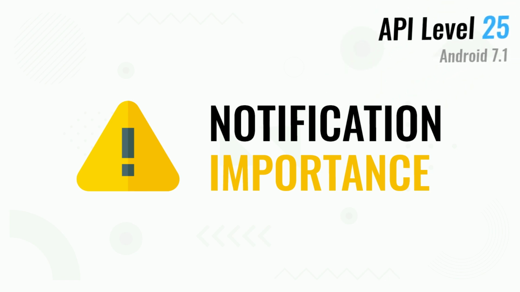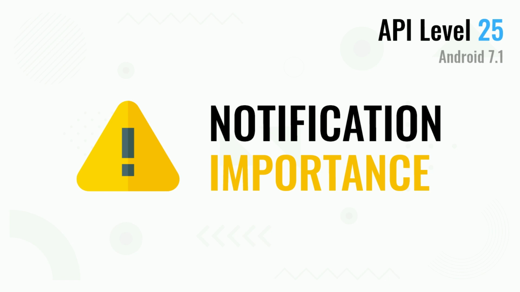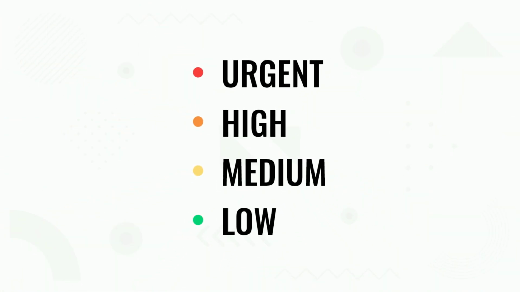Also, on Android API level 25 and below, the importance of each notification is determined by the notification priority. And there are 4 different importance levels: urgent, high, medium and low. With urgent, a notification appears as a heads-up notification and makes a sound. High importance basically means that the notification will make a sound. Medium importance means that the notification will make no sound, and low importance means that the notification will have no sound and will not appear within the status bar.